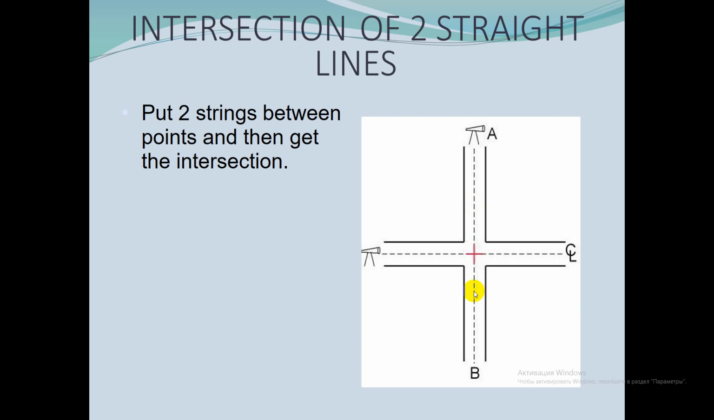on the far side of the Main Street. The surveyor can stretch a plumb bob string over the two points established on the Main Street, and the instrument operator can note where on the string the Second Avenue intersects. So put two strings between points and then get the intersection.